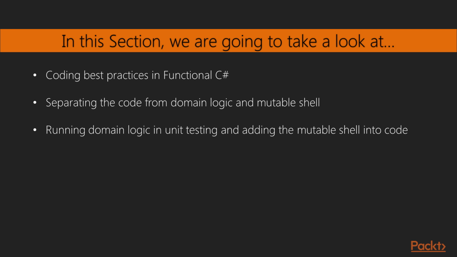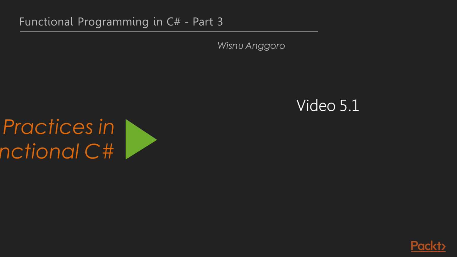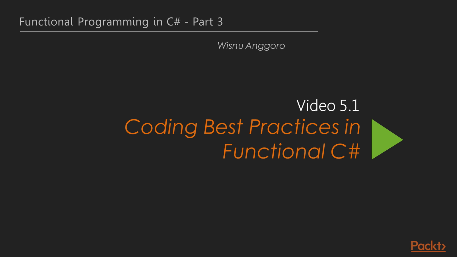In this section, we will start with coding best practices in functional C#, then look at separating the code from domain logic and mutable shell, and finally see running domain logic in unit testing and adding the mutable shell into code. So let's begin with the first video titled Coding Best Practices in Functional C#.